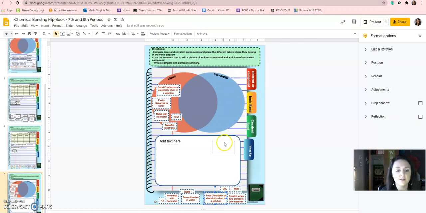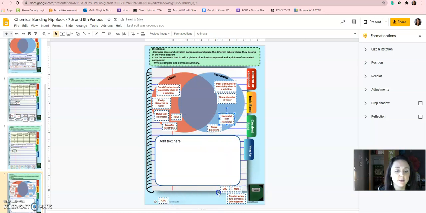Covalent are the opposite of ionic. They are not good conductors. They are poor conductors. They don't easily dissolve, but some of them do. They don't transfer their electrons, but they share their electrons. Ionic is a metal with a nonmetal. Covalent bonds are two nonmetals.